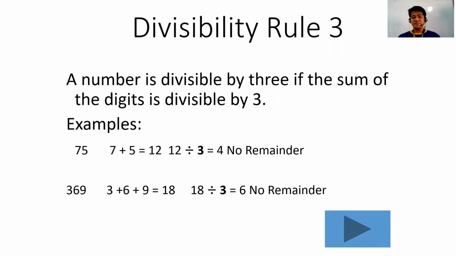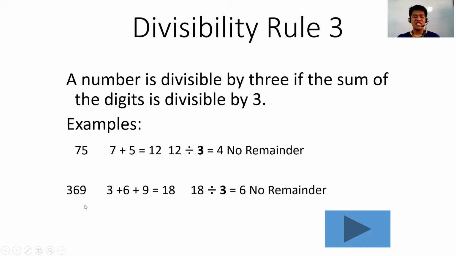Next. Divisibility rule number 3. A number is divisible by 3 if the sum of the digits is divisible by 3. Ang gagawin lang natin, i-add natin ang bawat digit sa number. For example, 75. 7 plus 5 is equal to 12. And 12 divided by 3 is equal to 4 without remainder. So therefore, 75 is divisible by 3.